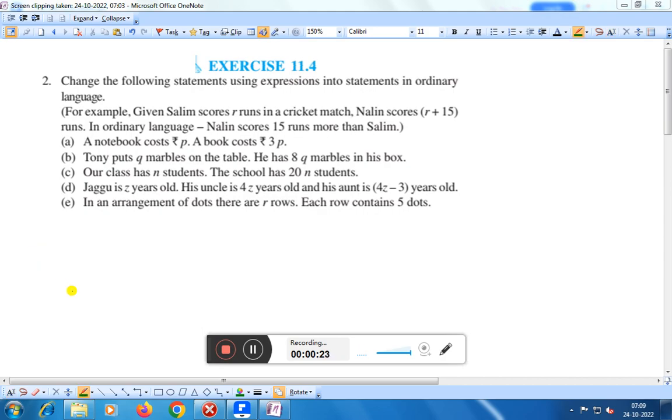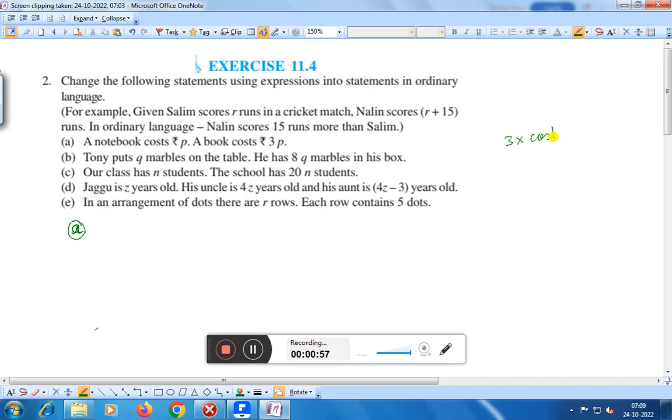Here, question A. A notebook costs rupees P, a book costs 3P. That means a book costs 3 times the cost of a notebook, right? Here is 3P. 3P means what? 3 into cost of notebook.